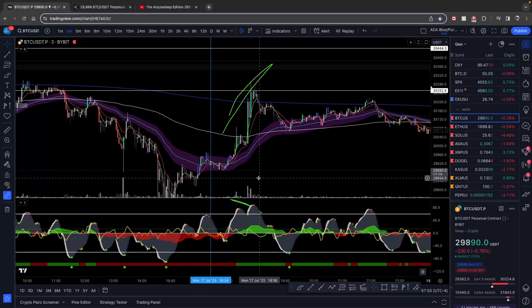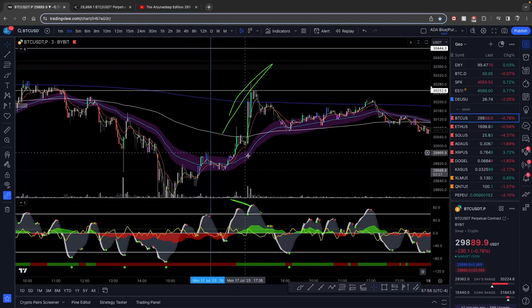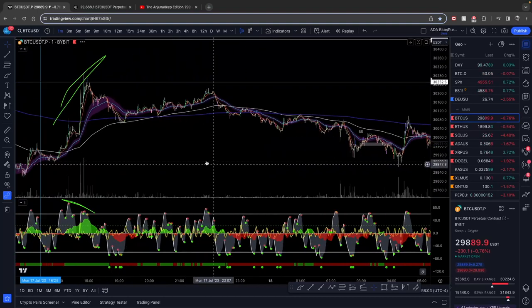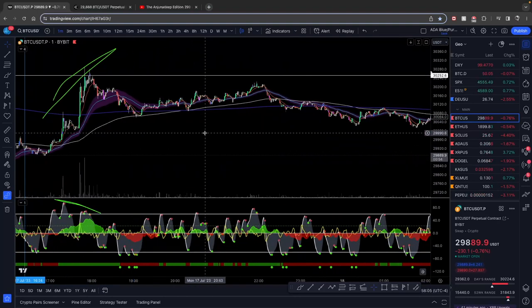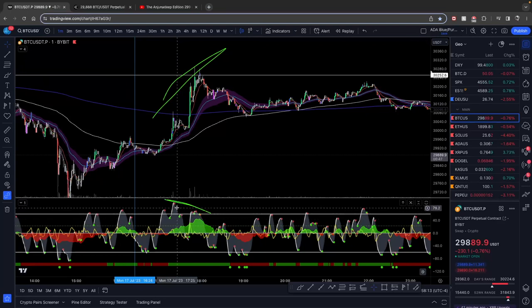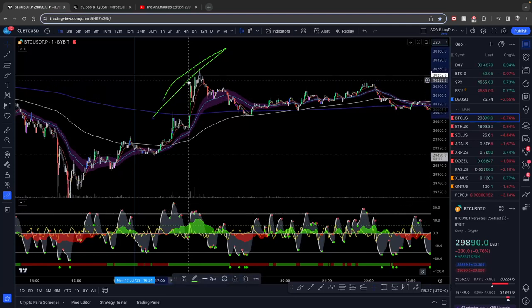But if the 3 is topped out and the 12 is topped out and the 1 is giving you divs, and I think the 1 was topped out also, then you can take the trade. Okay, you can take the trade. Now, why was it not a good idea to short on this div? Actually, this wasn't a div. Money flow was increasing aggressively here. You could argue that was also topped out, so that's maybe another sign to short.